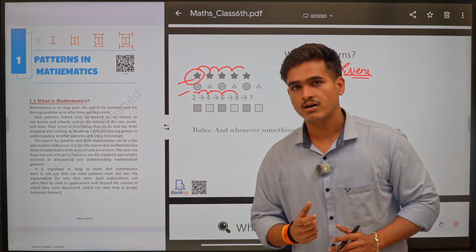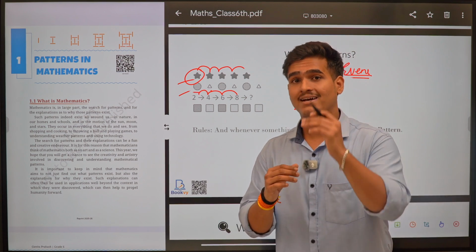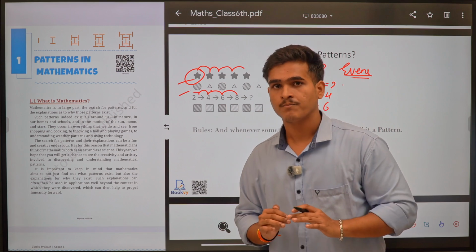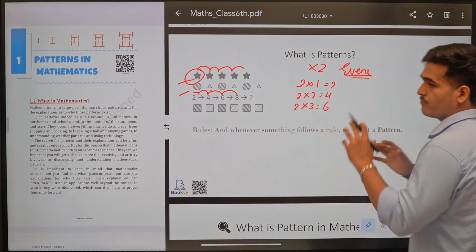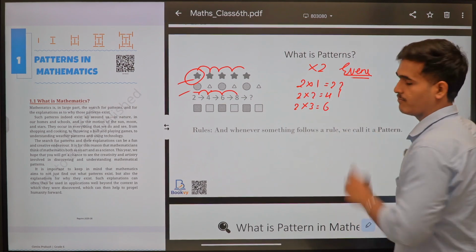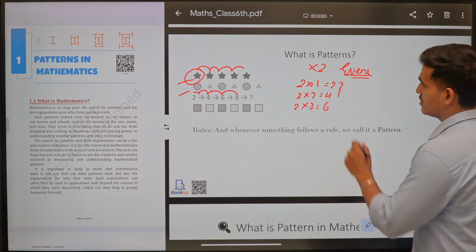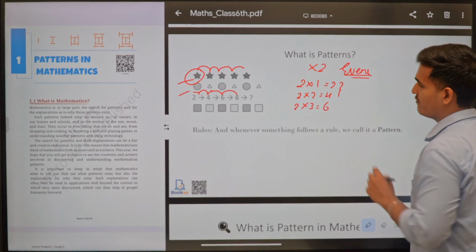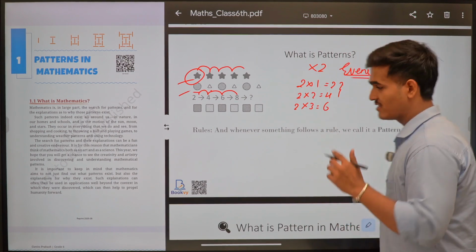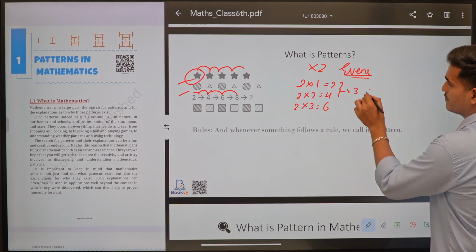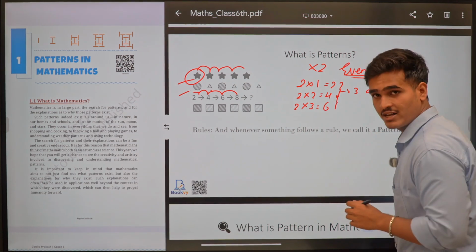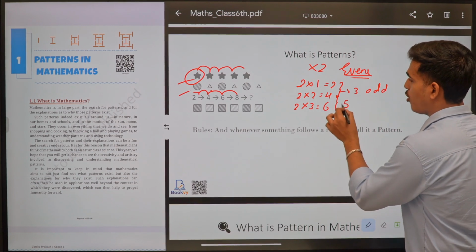And what is an odd number? The number which is not a multiple of 2 is called an odd number. Okay? Always remember, the odd numbers are the numbers which come between the even numbers. Suppose the even numbers are 2 and 4. In between 2 and 4, what number comes? 3. So 3 is an odd number. Now 4 and 6. What is between 4 and 6? 5, right? So 5 is an odd number.